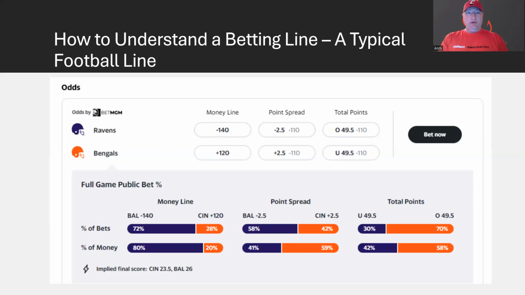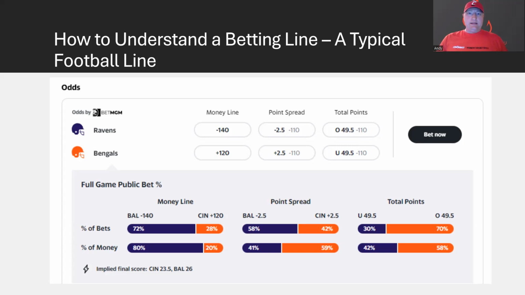You may be looking at this and saying, well, this is pretty overwhelming. What is all this? We've got the Bengals and Ravens. We know who they are, a couple of football teams. We've got a money line, a point spread, and some of you probably know what that is. You've got a total. But what's this 49.5? What's the minus 110 behind it? And what's all this mess on the bottom? This full game public bet percentage, and 72% purple for Baltimore, and the minus 140 next to it. What is this? What's going on here?